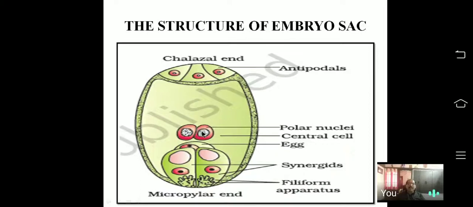So total 8 nuclei are present in an embryo sac. But how many cells? 7 cells. So this stage is called the 7-celled 8-nucleate stage of the embryo sac. This is about the female gametophyte, the embryo sac.